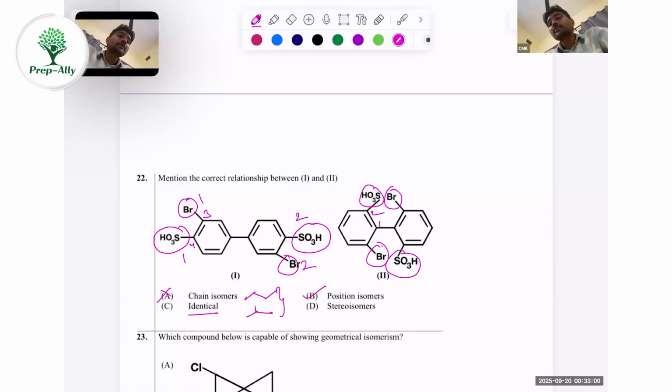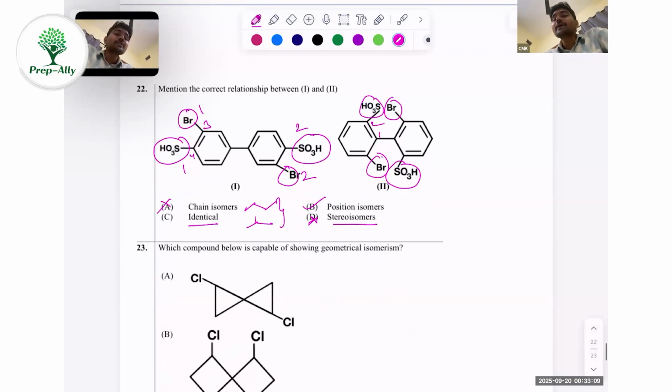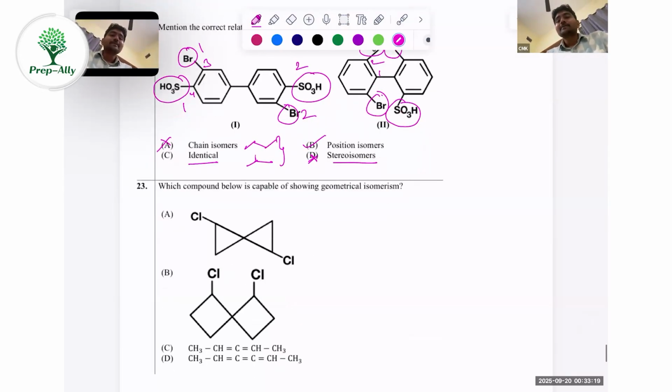Stereoisomers, no, that is the arrangement of atoms in 3 dimensions. No, we are not talking about this. Just the position of atoms is different. So the answer is positional isomers. Next, which compound below is capable of showing geometrical isomerism? Now, this is like a damru.